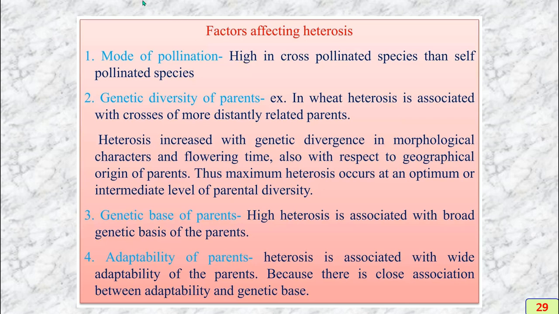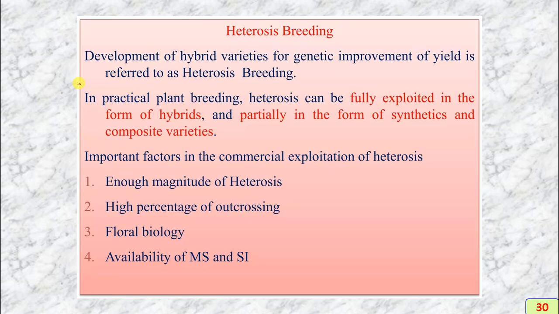Other than this, there are a variety of other factors, like mode of pollination, genetic diversity of the parents, genetic basis of the parents, and adaptability of the parents, which are referred to as far as plants are concerned, whereas it is not so applicable in the case of animal genetics. Just to know certain terminologies, we have to look into this matter.